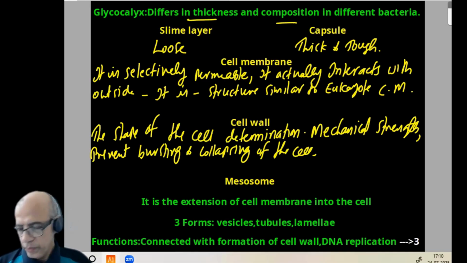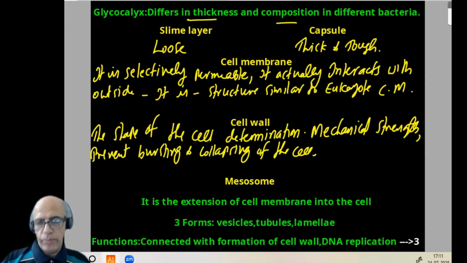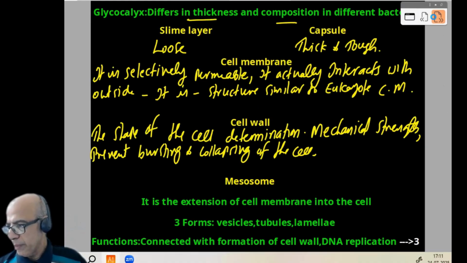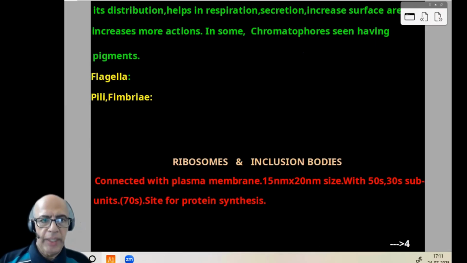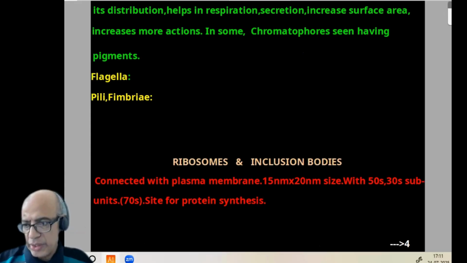Now the mesosome is the extension of the cell membrane into the cell. It has three forms: vesicles, tubules, and lamellae. Its functions are connected with the formation of the cell wall and DNA replication. After DNA duplication, it helps in distribution, respiration, and secretion, and increases the surface area, so more action takes place. In some, we can also find chromatophores having pigments.